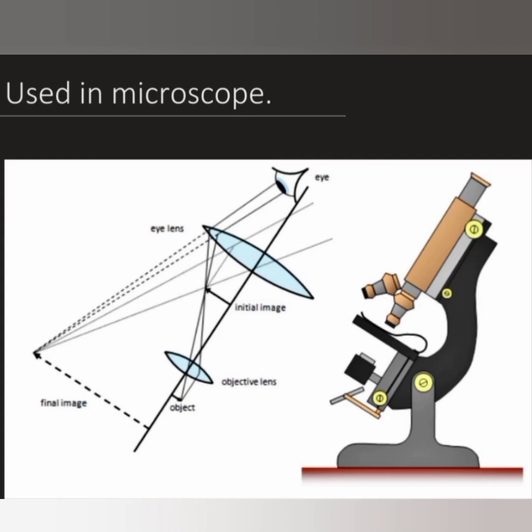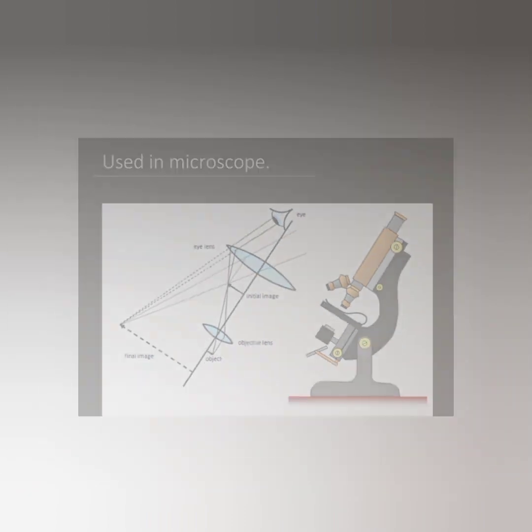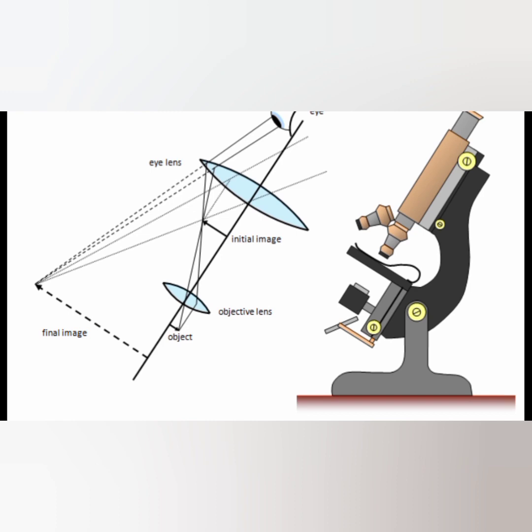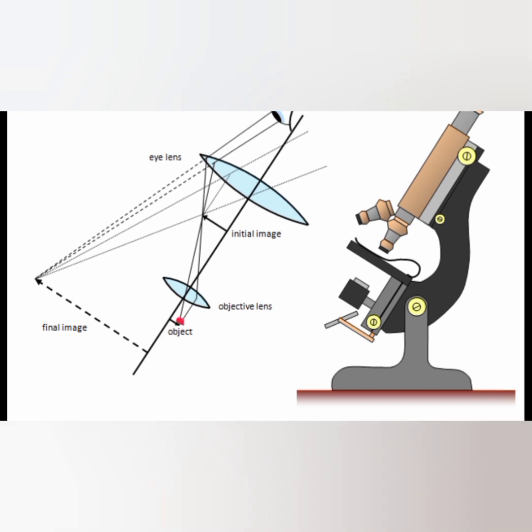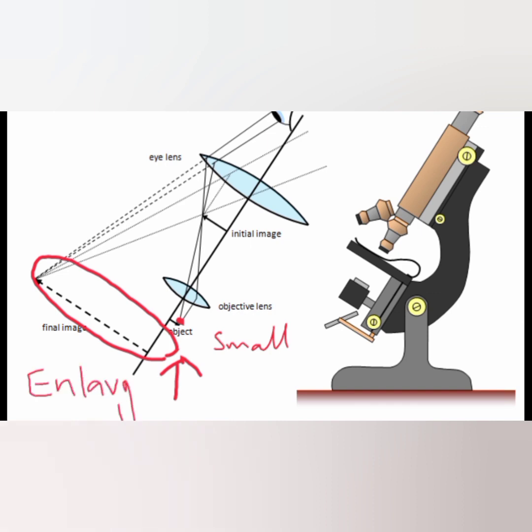So the third use of it is in microscope. You all have seen a microscope in your school labs. In a microscope, we use two convex lenses, or you can say a combination of convex lenses. So here you can see an object which is placed over here and the final image, which is an enlarged image, while the object is too small. You know that the convex lens enlarges the image and allows us to focus on a focal point. Here the object is too small while the final image is enlarged.